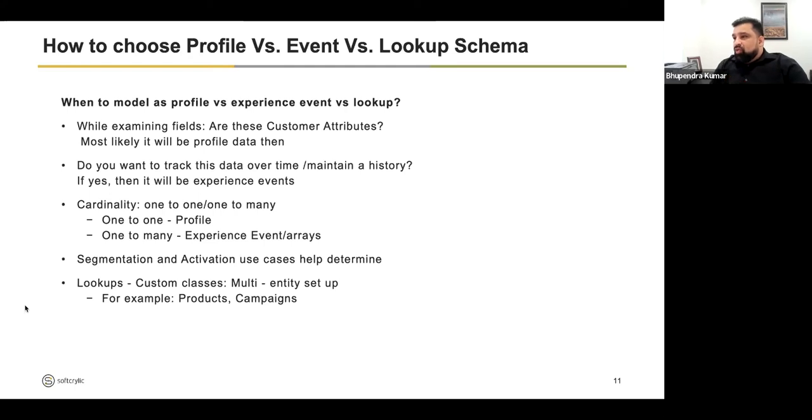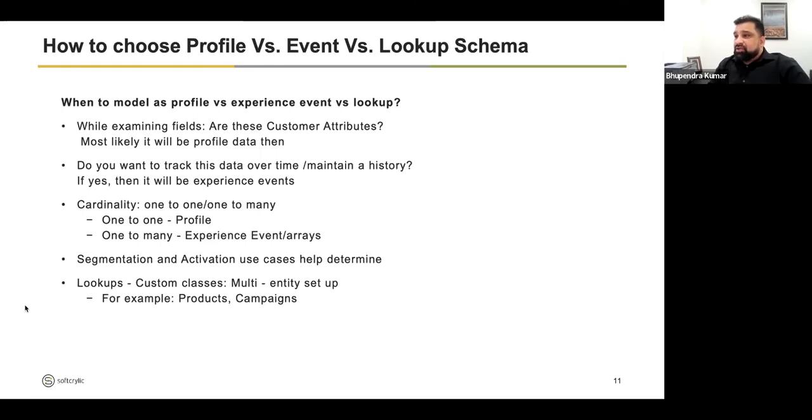The one-to-one is always a profile, because you are trying to update the same record for every ingestion that happens. One-to-many is basically defining your experience. So for any interaction that happens on the website, where you have an Adobe Analytics connector that flows the data into AEP, all the interactions will be recorded as time series events. So that is one-to-many.